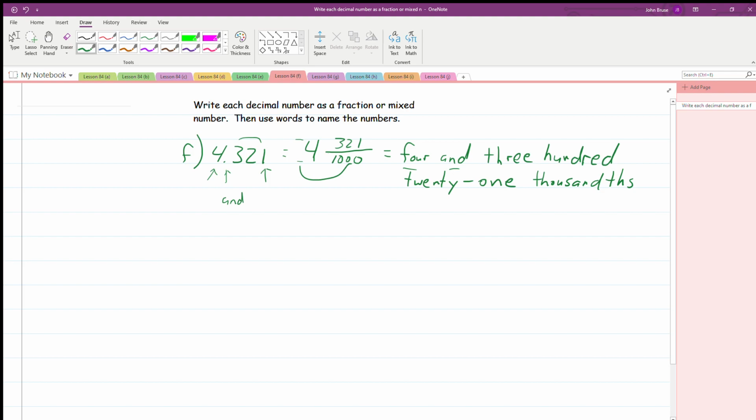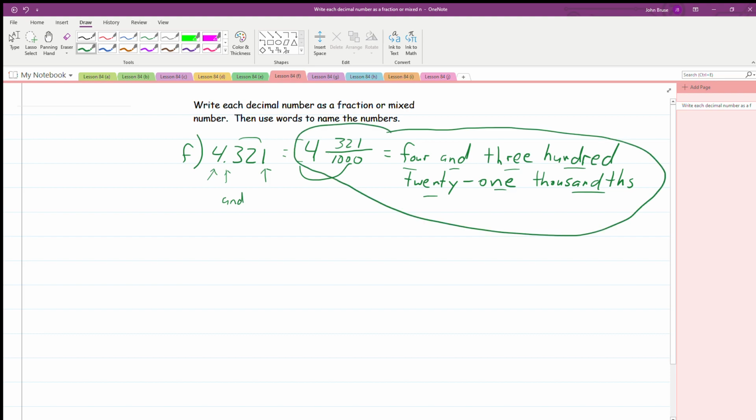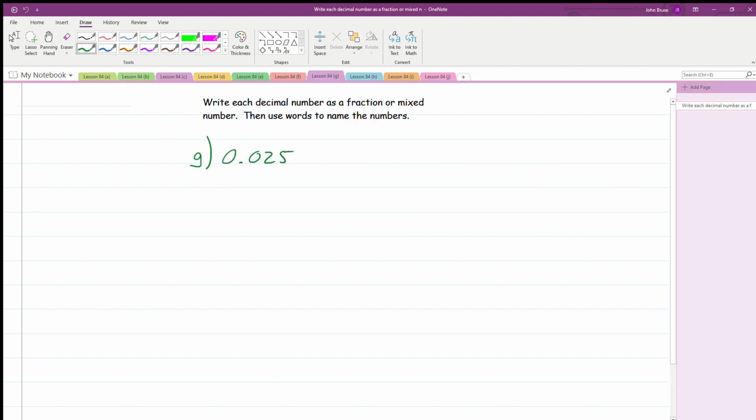4 and 321 thousandths. And that's going to be our answer there. I've got a little bit of a mess there, but I'm not going to rewrite it. All right, let's go ahead and go to 84G. It says same directions. We're going to write the fraction or mixed number.